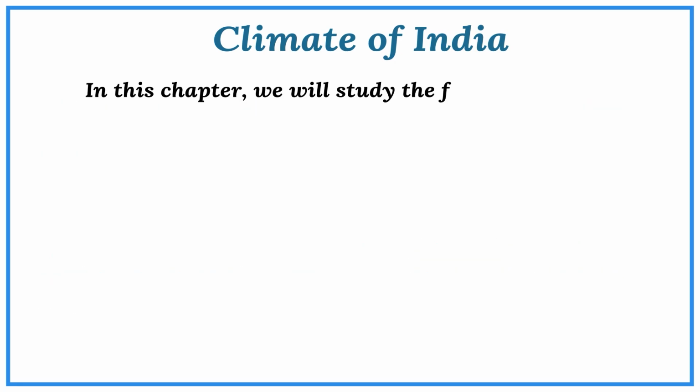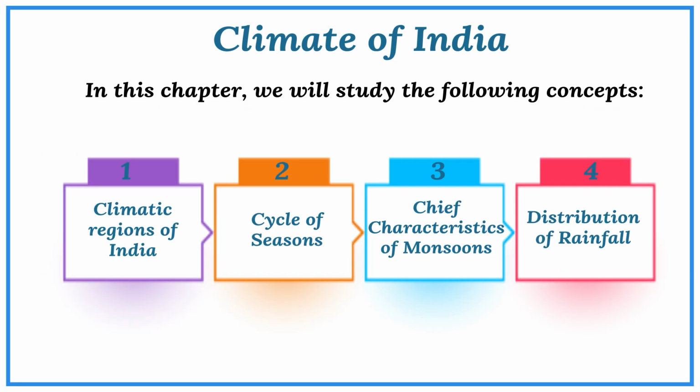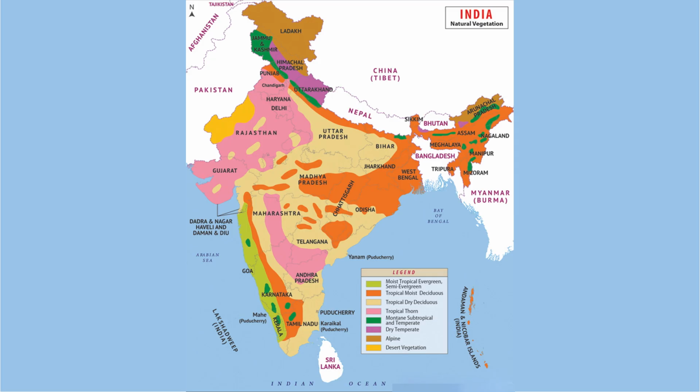In this chapter we will study the following concepts: climatic regions of India, cycle of seasons, chief characteristics of monsoon, distribution of rainfall. Climate of India.